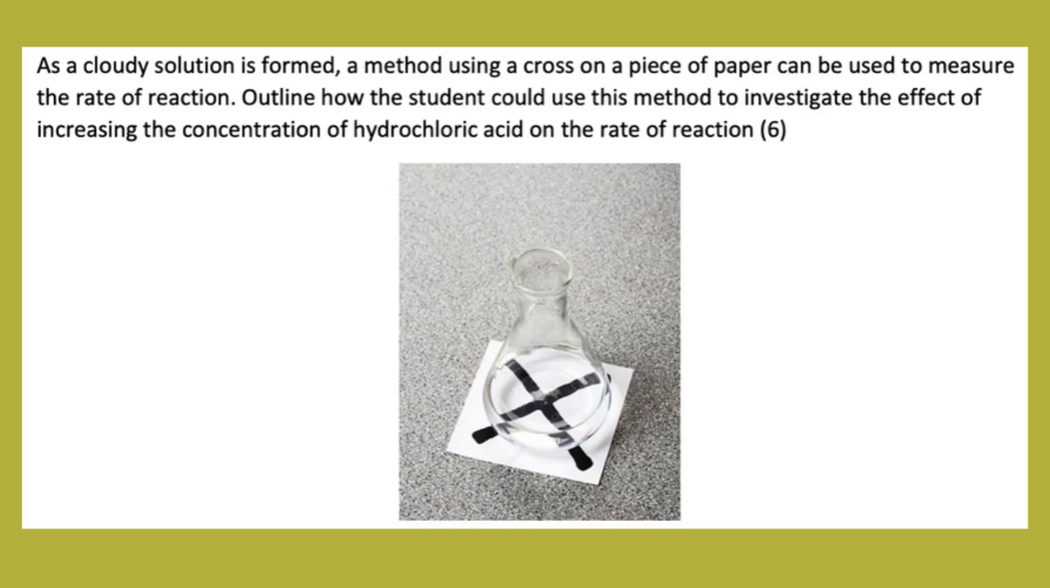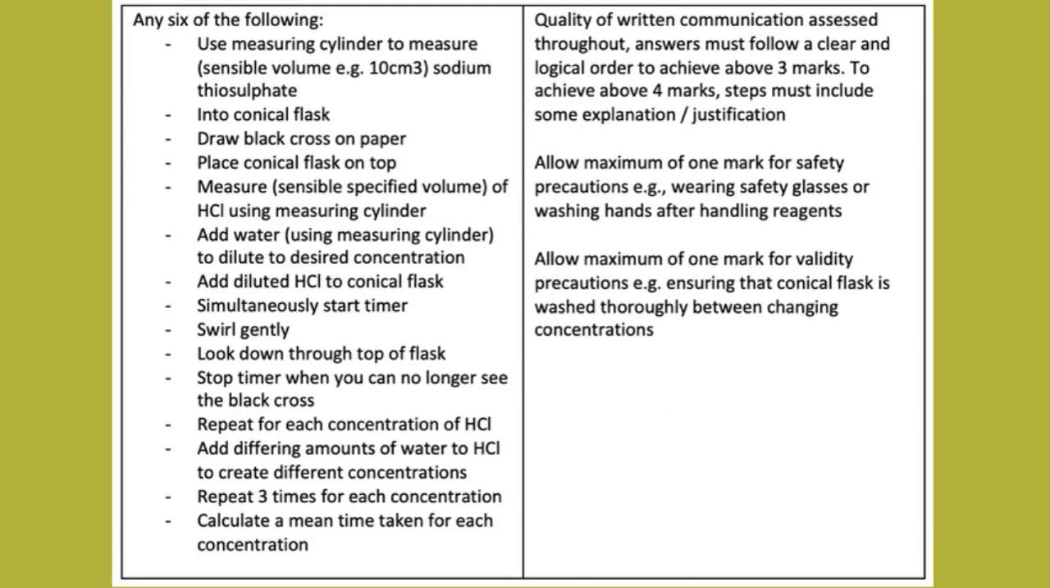As a cloudy solution is formed, a method using a cross on a piece of paper can be used to measure the rate of reaction. Explain how the student could use this method to investigate the effect of increasing the concentration of hydrochloric acid on the rate of the reaction for 6 marks. So any 6 of the following will be accepted.